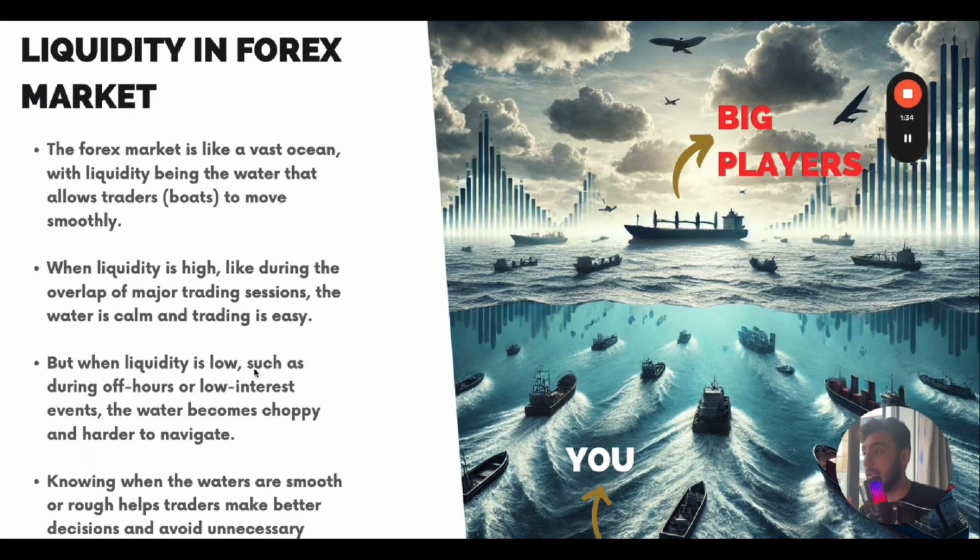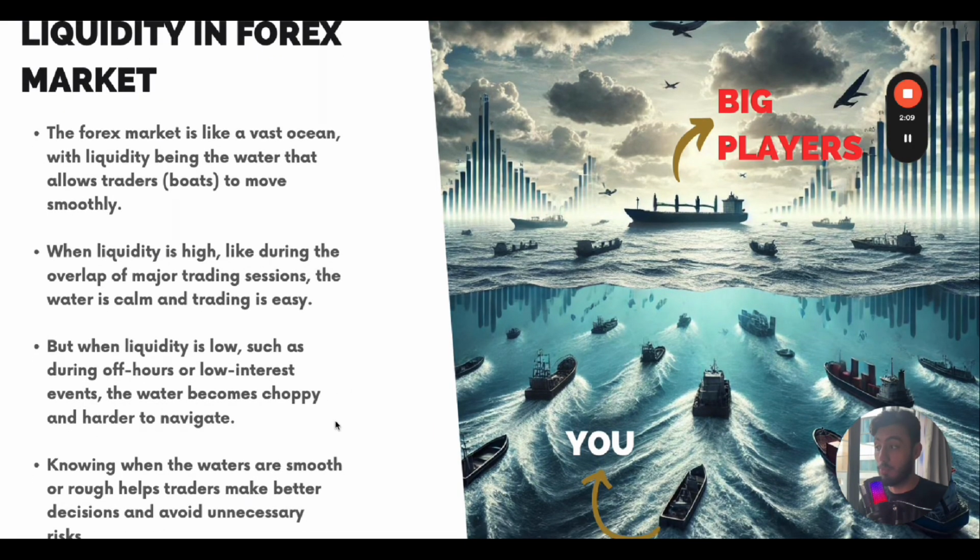But when liquidity is low, such as during off-hours or low-interest events, the water becomes choppy and harder to navigate. Let's say you are the captain of the boat and you start to set your navigator and travel. At that time you're going to see good water, with no choppy water and no waves. So it's a special time in the market.